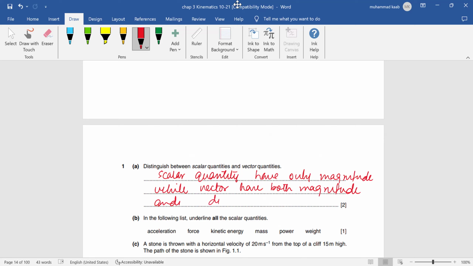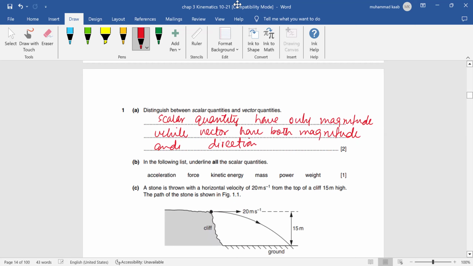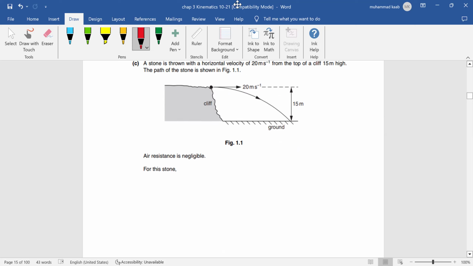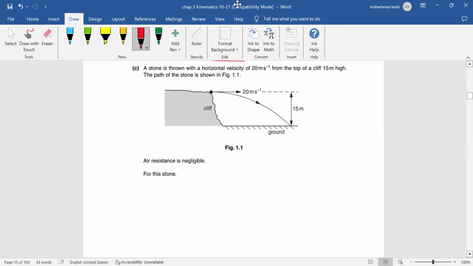Kinetic energy, mass, power: scalar. So you are saying kinetic energy, mass, and power are scalars. Weight, force, and acceleration are all vectors. Okay, fine. Move on, please.